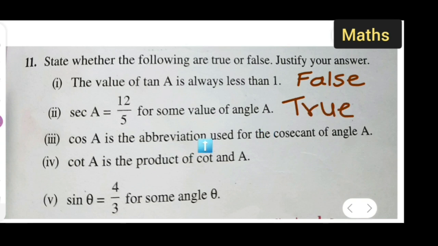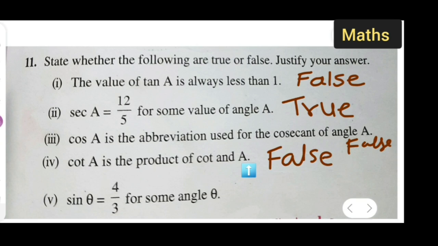Next, moving towards the third one: cos A is the abbreviation used for the cosecant of angle A. If you see this properly, the statement is false, because cos A gives you cosine A and cosec A will give you cosecant A. So this will be the false statement. Next, what we have is cot A is the product of cot and A. So obviously this is also a wrong statement, so I can write down false. So the third and the fourth are false.